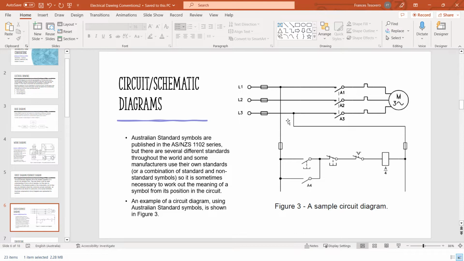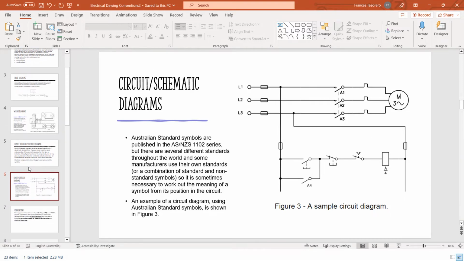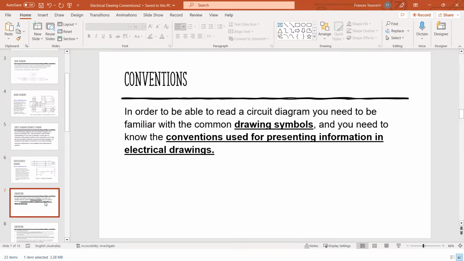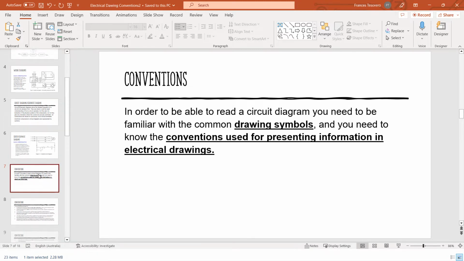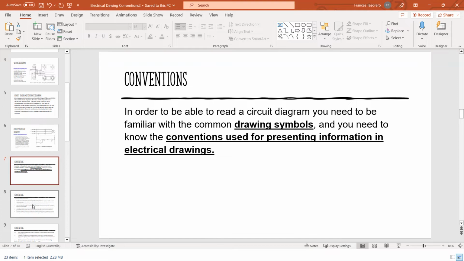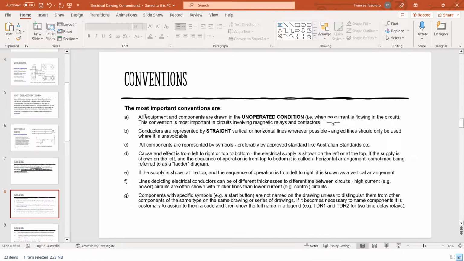Normally you read from left to right and top to bottom, for both your power diagram and your controls. So let's go to the conventions. In order to read the circuit diagram, you need to be familiar with the drawing symbols, and you need to know the conventions used in representing the information in electrical drawings. There is a list of conventions that we need to consider, like this one here.